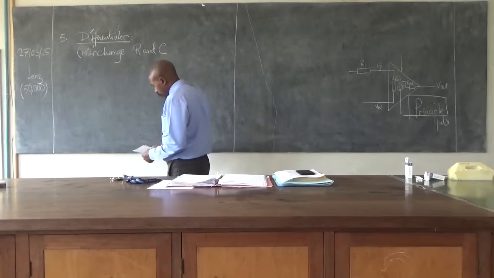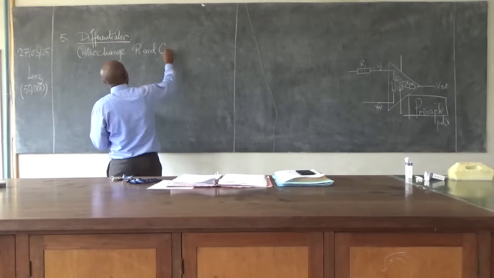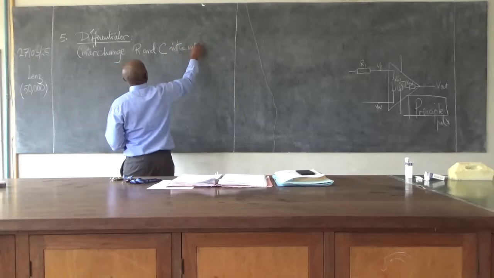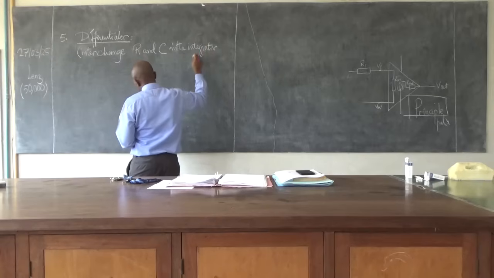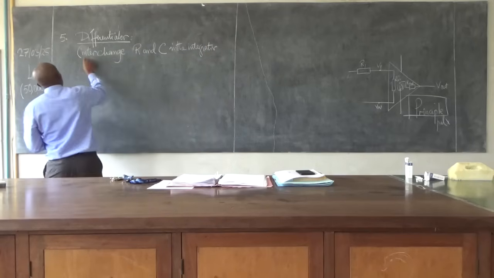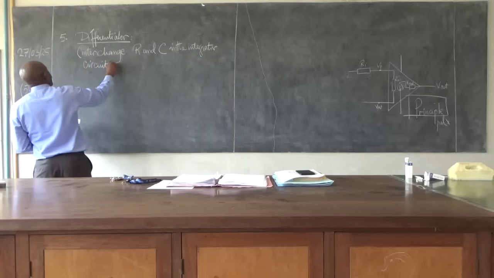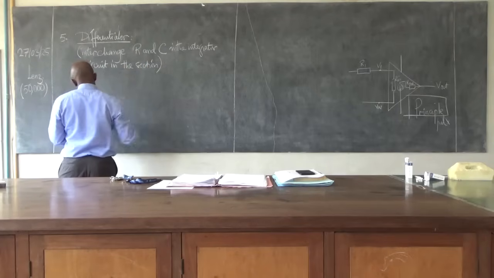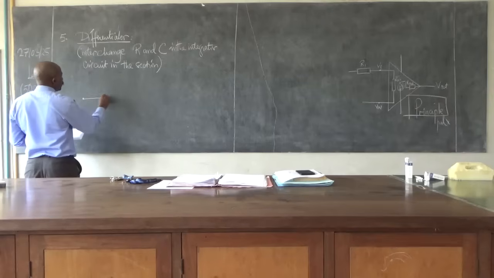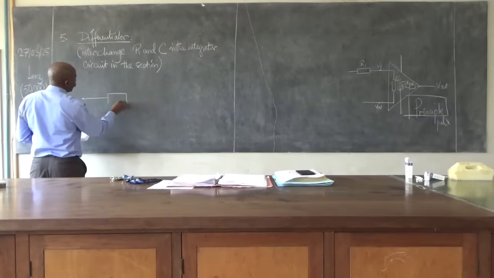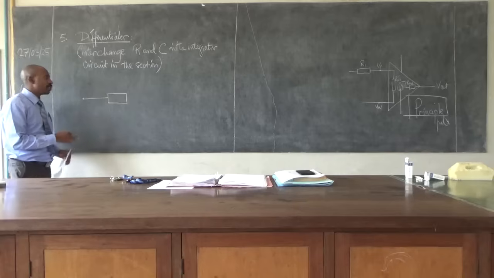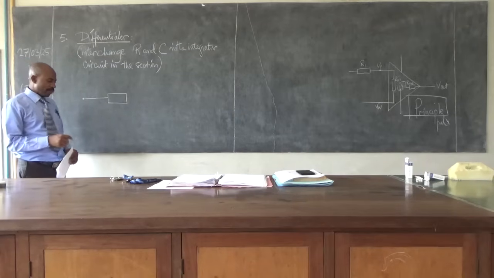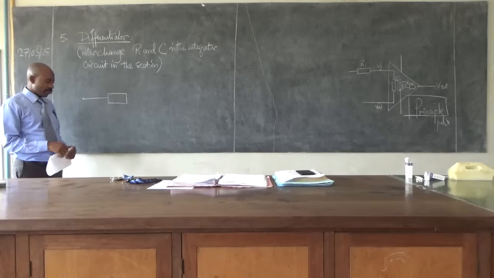Okay? So if we interchange R and C in the integrator, then we achieve a differentiator. So we have the V in, and then the pole, maybe. When you are drawing these diagrams, maybe Agawa will explain to you later.